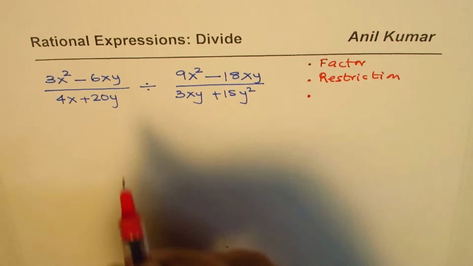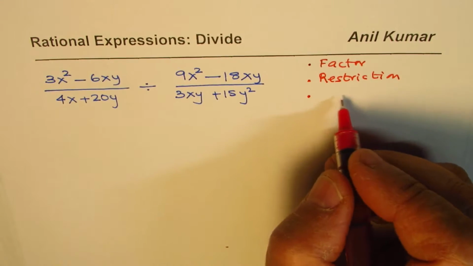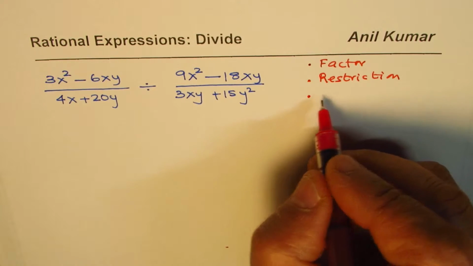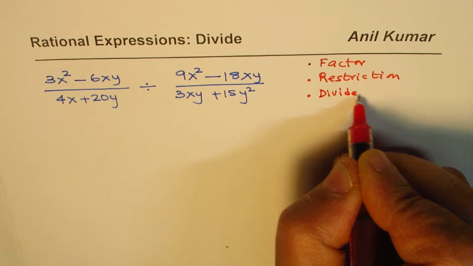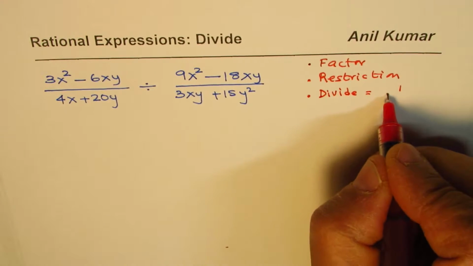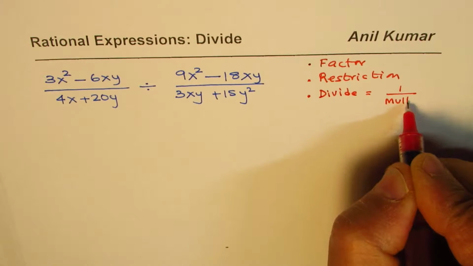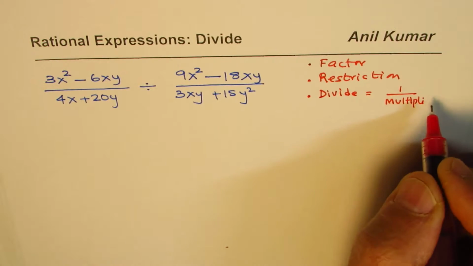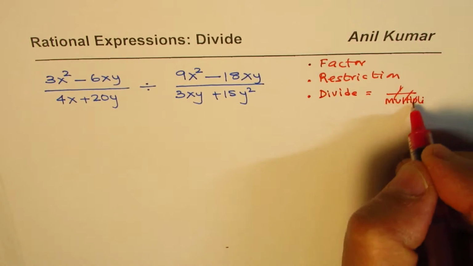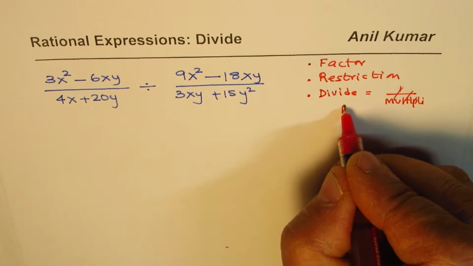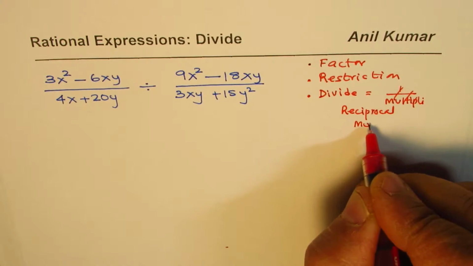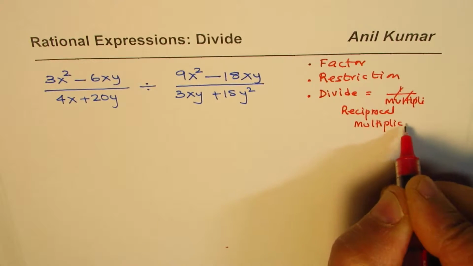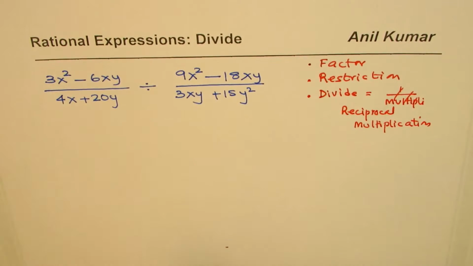And what else do you need to know? Division and multiplication are reciprocal operations, right? So divide equals reciprocal multiplication. That is better. Okay. So we'll see all this while solving this particular question.